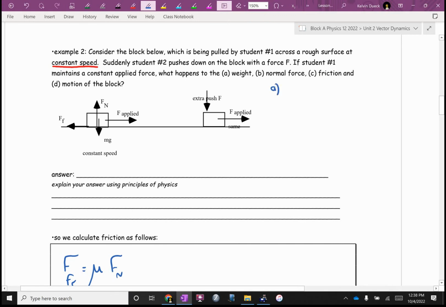Let's put the letter A right there. When I say weight, which force am I talking about? Weight is mg, right? When Zaina sits on the bench, does the mass of the bench itself change? No. Does gravity change? No. So does the weight change?